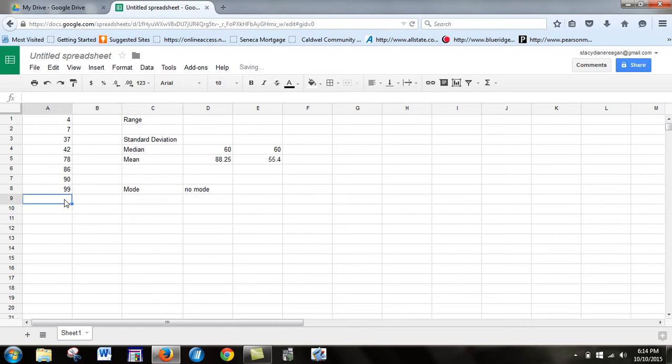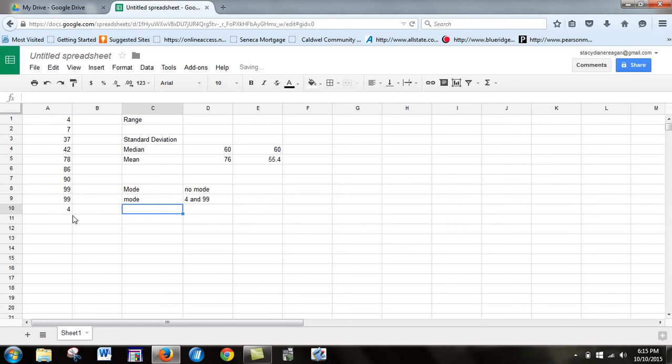If we had a number that occurred twice and everything else occurred once, that means that that number occurs most often. So that would be my mode. I can have more than one mode. You just need to find out the numbers that occur most often. So let's say I had 2 4s and 2 99s and everything else occurred once. Then my mode would be 4 and 99. I would not average them. I would simply say 4 and 99.